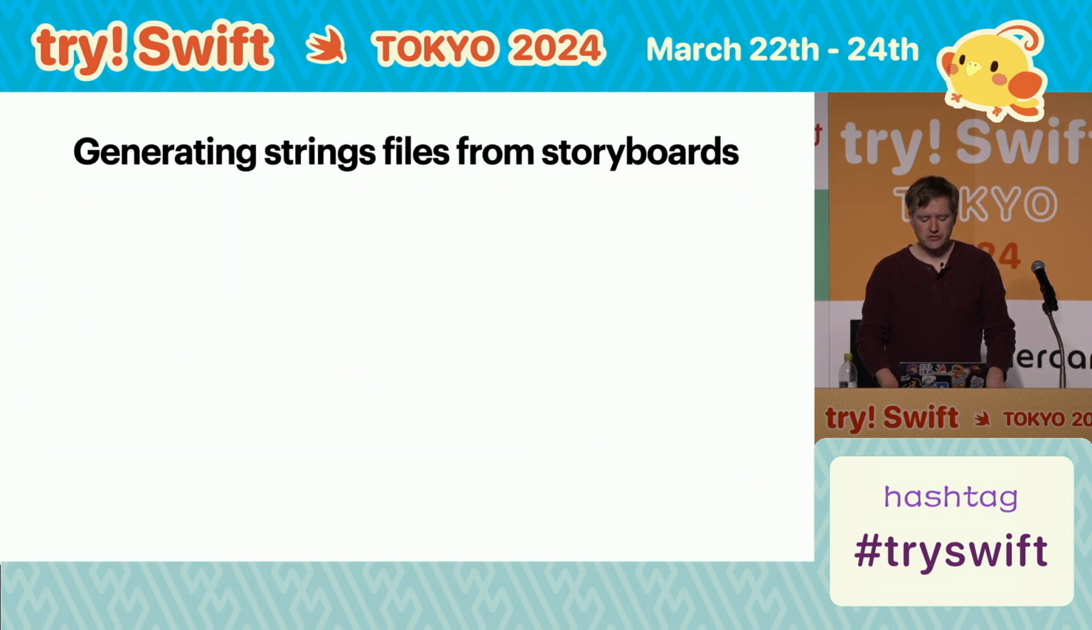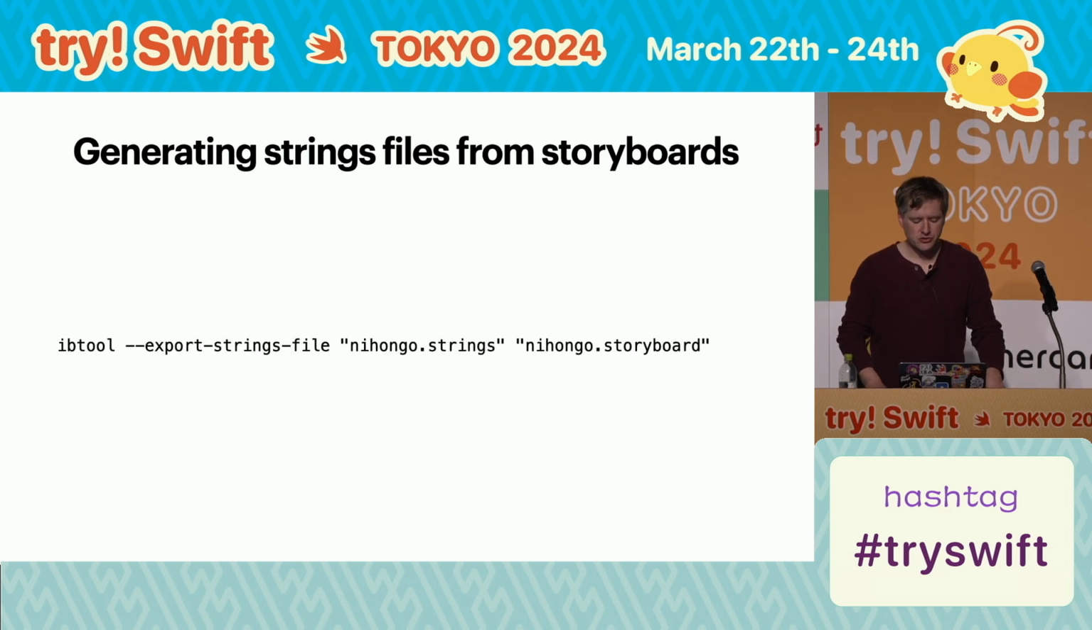And the path for getting strings out of those is kind of similar to genstrings. There's a cool tool called ibtool, and it has this argument, export strings file, which takes the name of the strings file you want and a path to a storyboard file. And similar to genstrings, it will generate that strings file. You'll run this once for every single storyboard that you have, so you have a separate strings file for each storyboard.